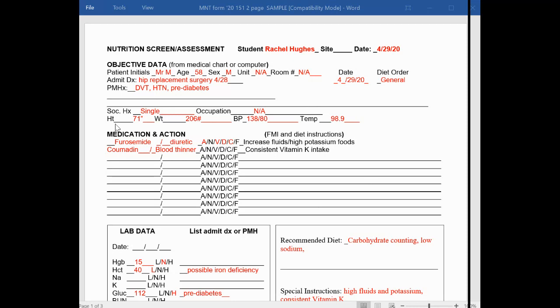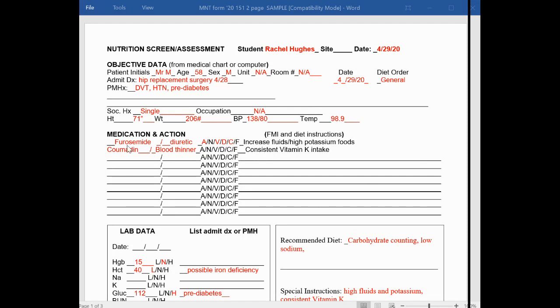His height is 71 inches, weight 206, and I got that information here. Just be careful that you're putting the correct weight in because we have an admit weight, which is his current body weight, and then we have a usual body weight of 215. So his current weight would be the 206. We have a blood pressure of 138/80 and a temp of 98.8.